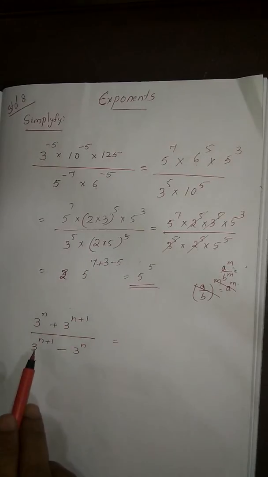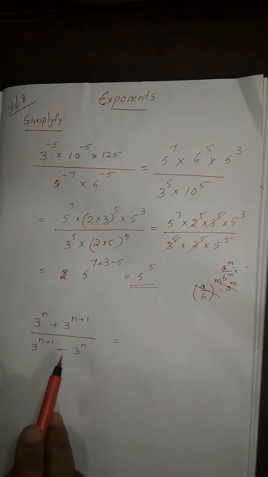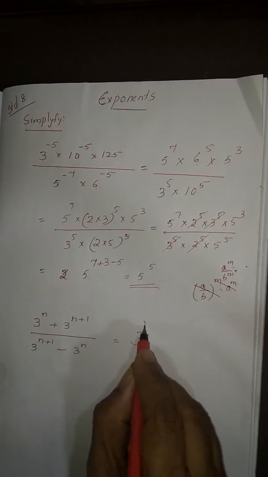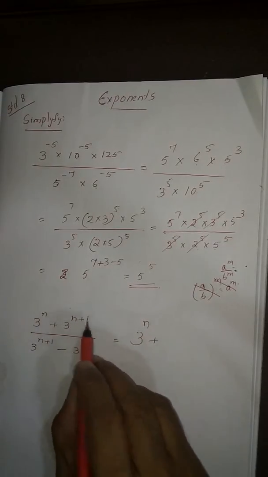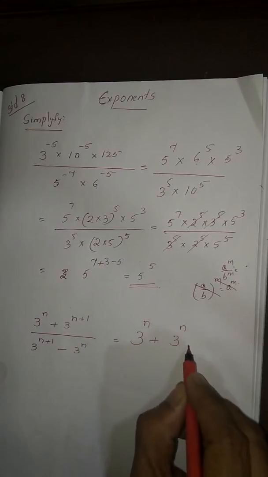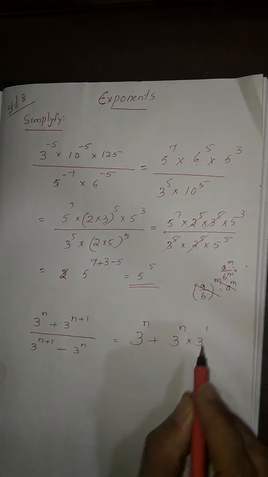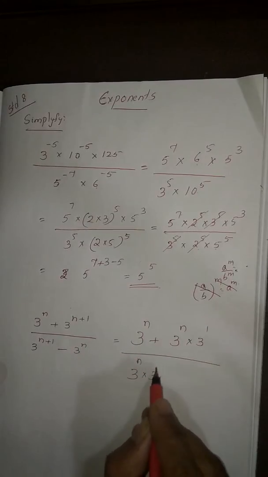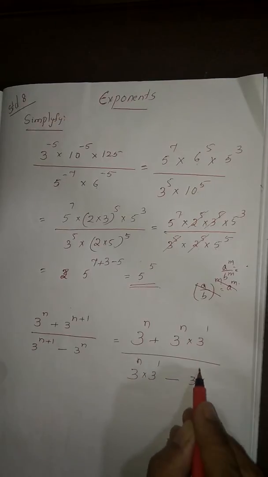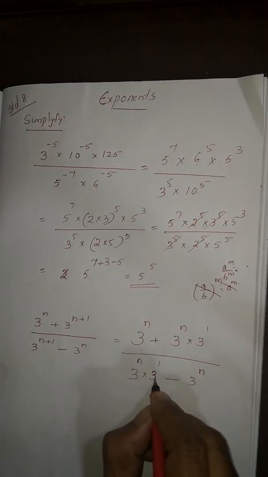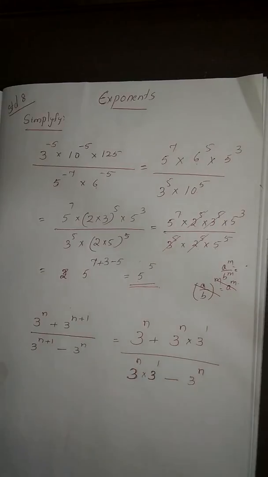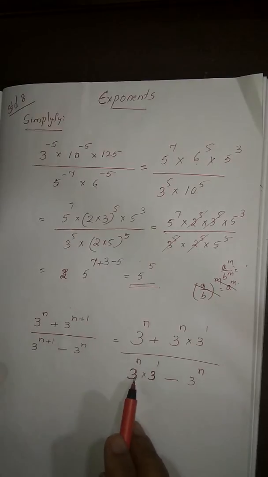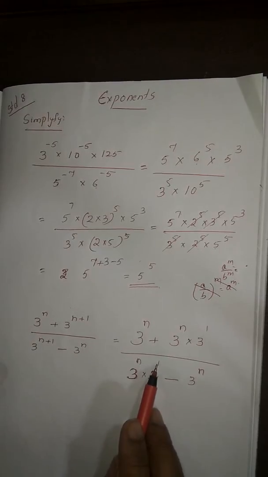Now coming to this problem, it's given (3 to the power of n plus 3 to the power of n plus 1) by (3 to the power of n plus 1 minus 3 to the power of n). So we will write this as 3 to the power of n plus 3 to the power of n into 3 to the power of 1, by 3 to the power of n into 3 to the power of 1 minus 3 to the power of n. A to the power of m plus n can be written as a to the power of m into a to the power of n.